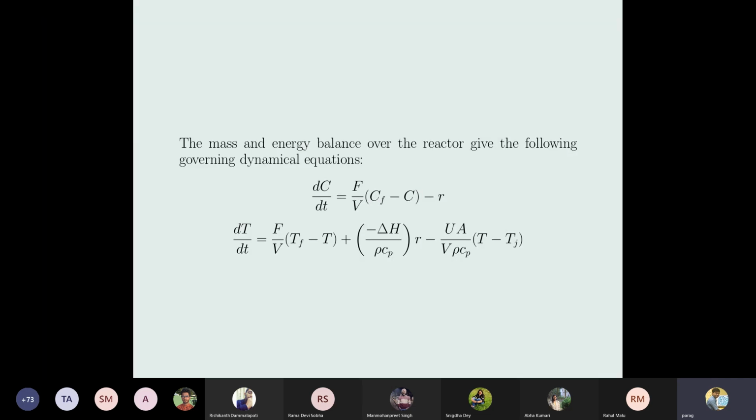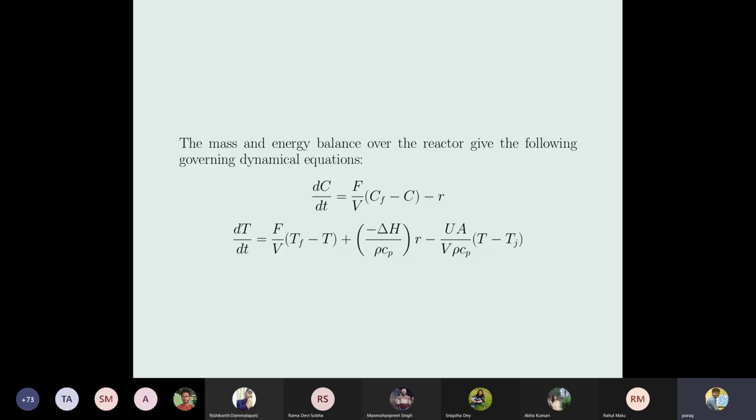So the first one is an advection or convection term on the right hand side. F by V will have the units of time inverse, and concentration difference multiplied by time inverse is the time rate of change of concentration. Minus R is the rate of reaction at which the species is getting consumed. So that is the time rate of change per unit volume again. So this is the balance equation for concentration.